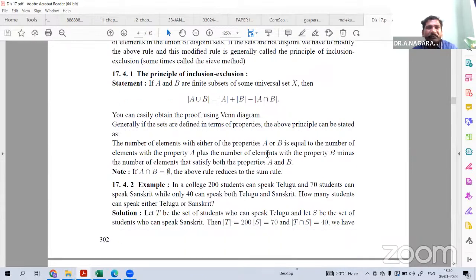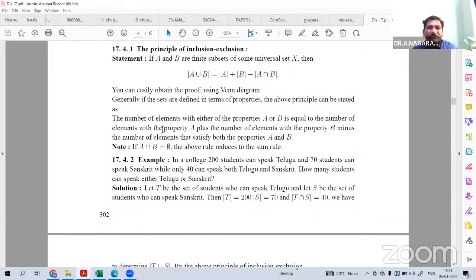If A and B are finite subsets of some universal set X, then |A ∪ B| = |A| + |B| − |A ∩ B|. You can easily obtain this by the proof using the Venn diagram that we can see.